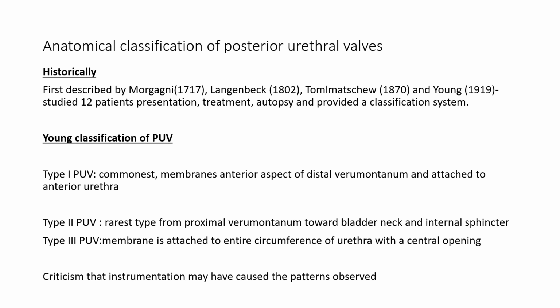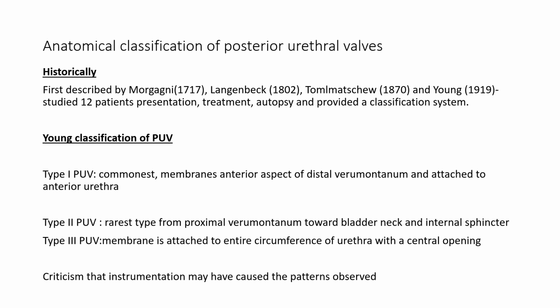So type 1 posterior urethral valves, the commonest type, they described as a membrane in the anterior aspect of the distal verumontanum attached to the anterior urethra. The next most common type of posterior urethral valve is the type 3 type, and this involves development of a membrane that is attached to the entire circumference of the urethra with a central opening. And then finally, the rarest type, where the membrane originates from the proximal verumontanum towards the bladder neck and internal sphincter.